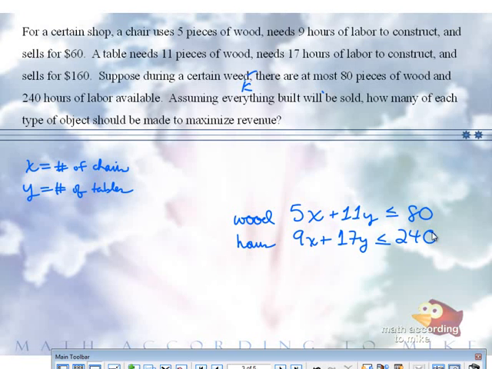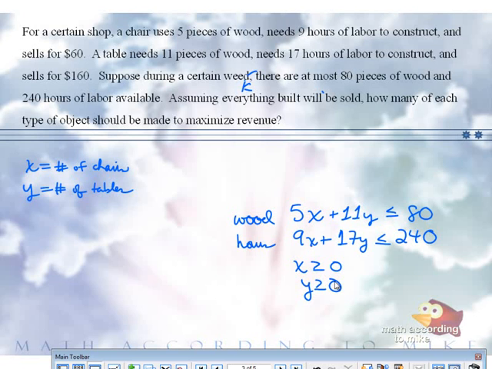Can you sell a negative amount of chairs? Can you sell a negative amount of tables? No. So we need our non-negative inequalities. X and Y are both greater than or equal to 0. Well, if we don't have those there, then we can have negative amounts of tables and chairs. Is that okay?